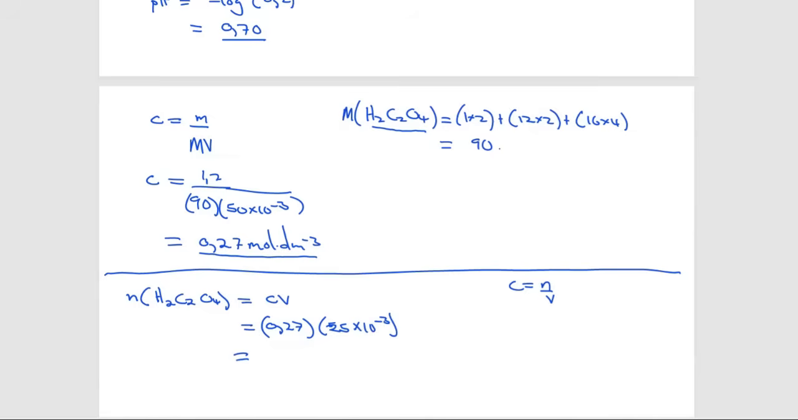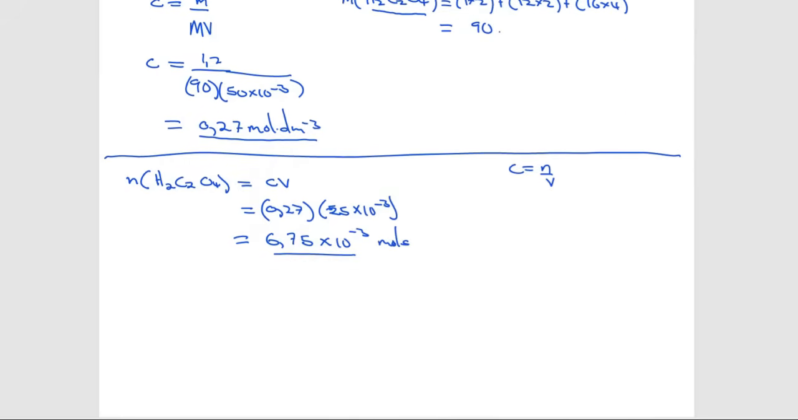So 0.27 multiplied by 25 times 10 exponent negative 3 gives me a value of 6.75 times 10 negative 3. So these are my moles. I got the value of my moles, so now I'm going to use the mole ratio.